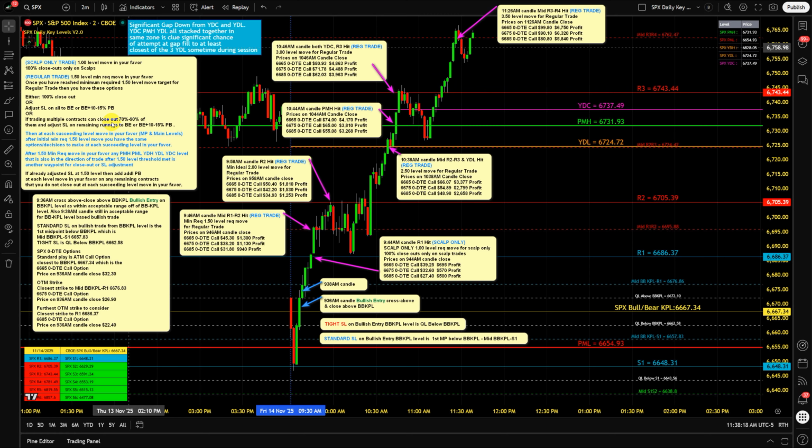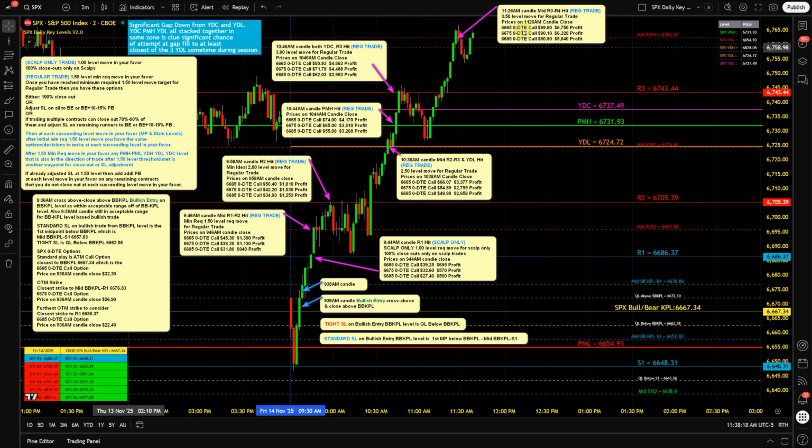So again, each succeeding level move in your favor, midpoint and main level, you have a decision to make after it hits the 1.5, if those are beyond the 1.5 level. And then also these levels here, if they happen to be in the direction after the 1.5 level. So this is a 3.5 level move in our favor now.